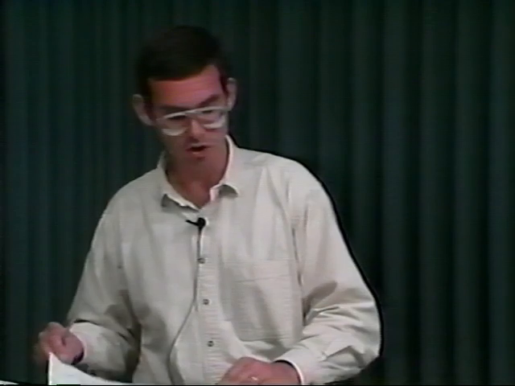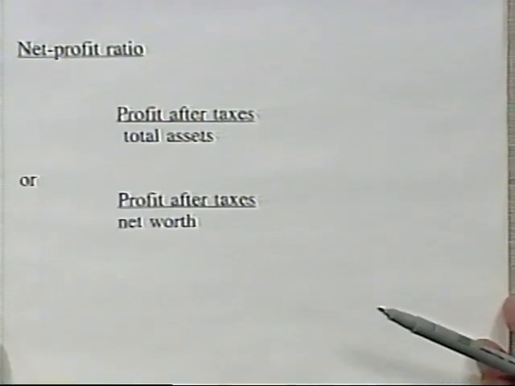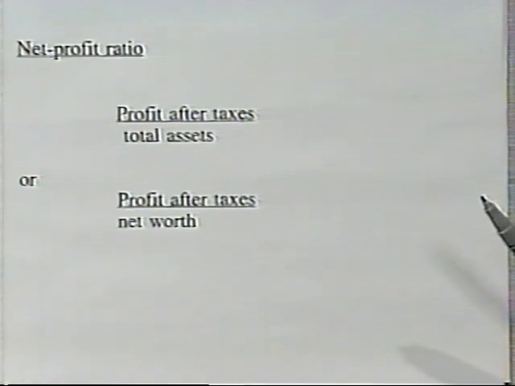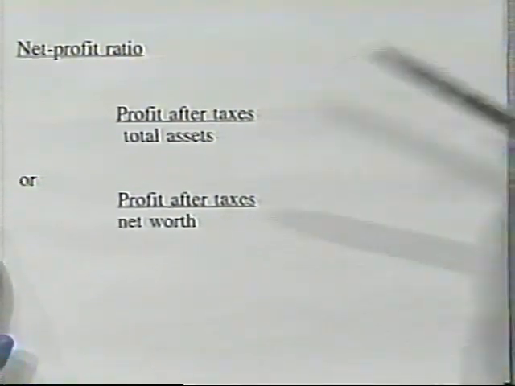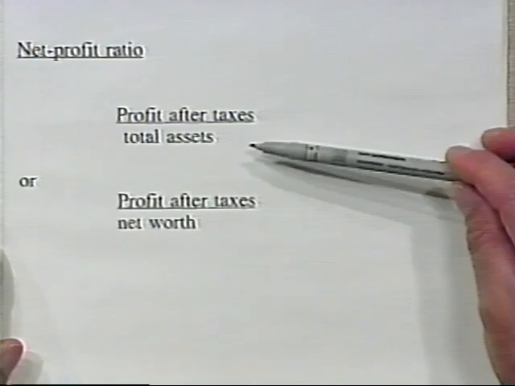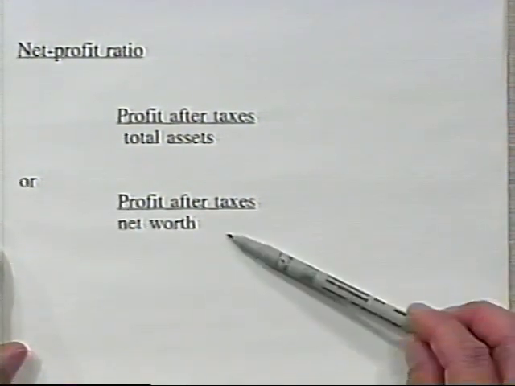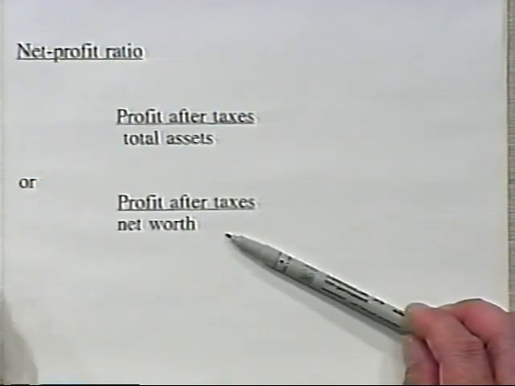The last ratio, or actually a pair of ratios I want to talk about, is the net profit ratio. This is simply a way of measuring how profitable the company is. It gives you a figure kind of like interest. There are two of them depending on how you want to look at it: profit after taxes over total assets, or profit after taxes over net worth. Net worth is another term for equity.